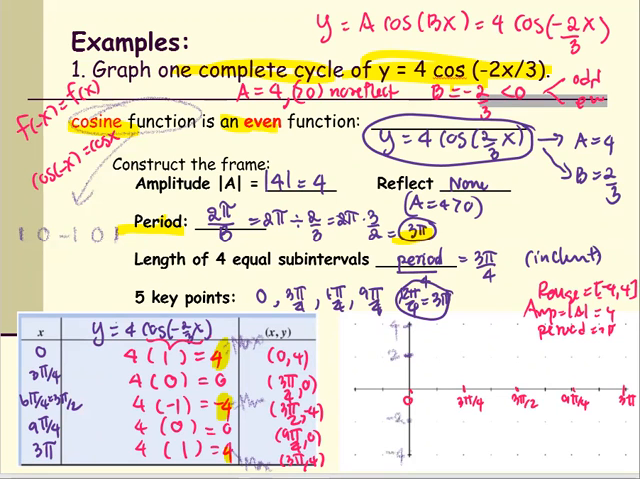So at 0, the function value is 4. At 3 pi over 4, the function value is 0. And then down to negative 4, up to 0, and up to positive 4. Connect all the points together.